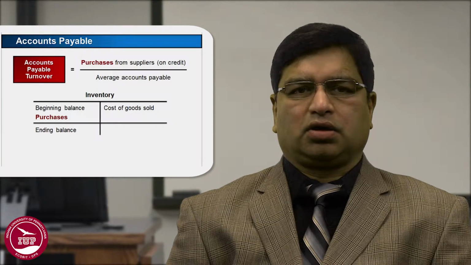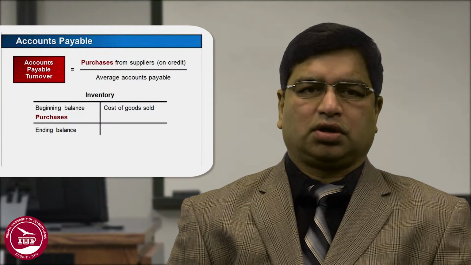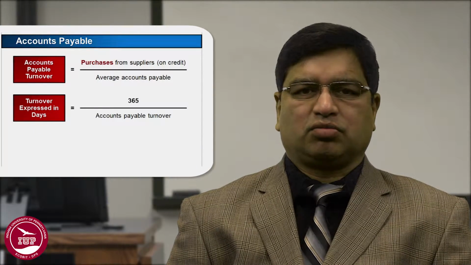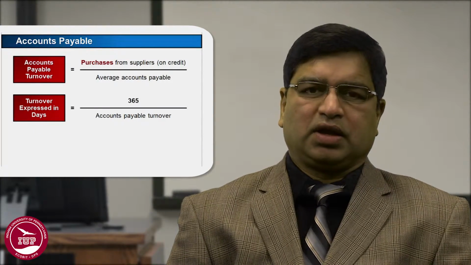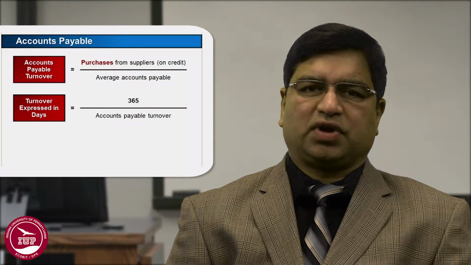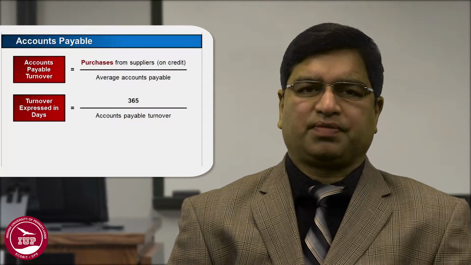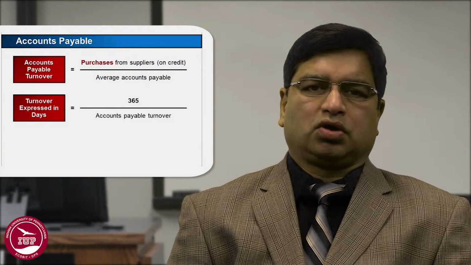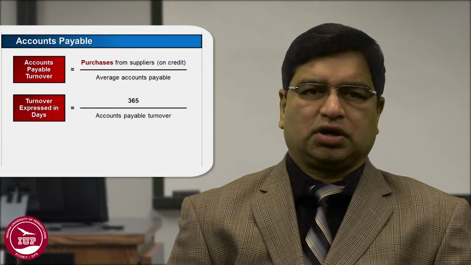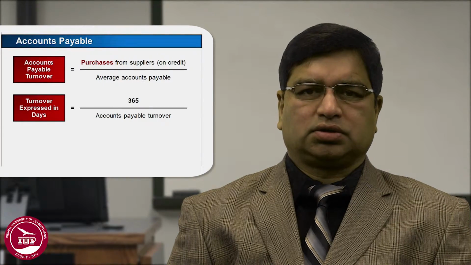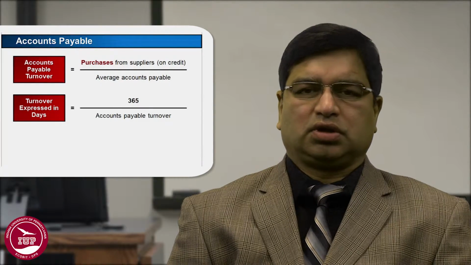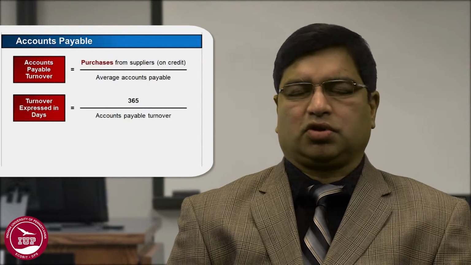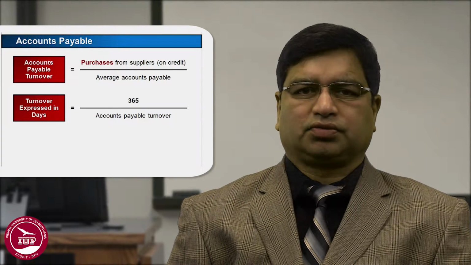Another ratio that is related to it is the turnover in days. Turnover is expressed in number of days. So you take 365 days of the year and divide by the accounts payable turnover. So if you got a number of say 30 days, it basically tells you that you're paying off your accounts payable in about 30 days.